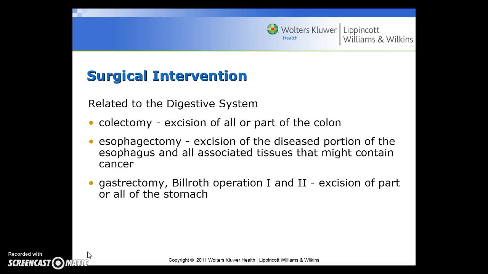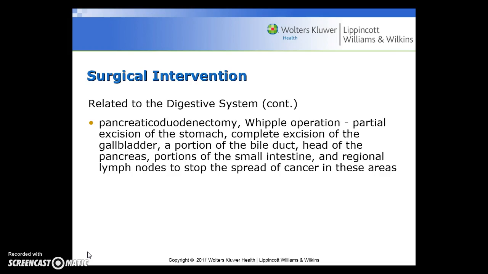Surgeries or surgical interventions for cancer in the digestive system. A colectomy is an excision of all or part of the colon. An esophagectomy is where a part of the esophagus, or the diseased portion of the esophagus, is removed. A gastrectomy, or a Billroth operation 1 and 2, are surgical resections or excisions of the stomach.